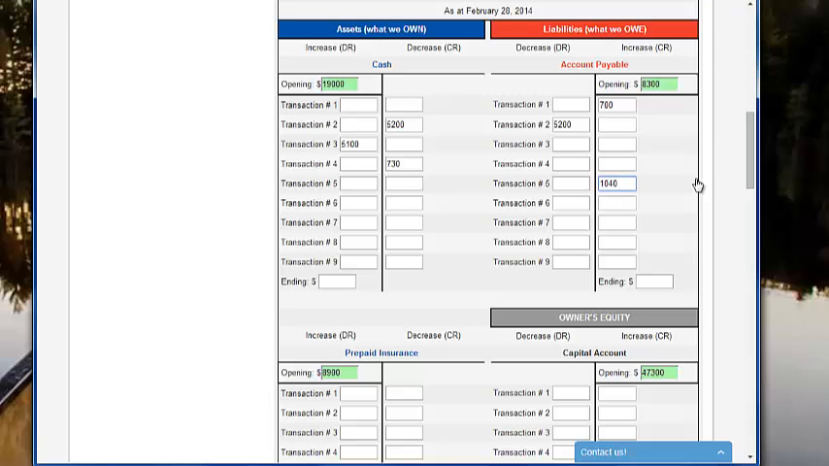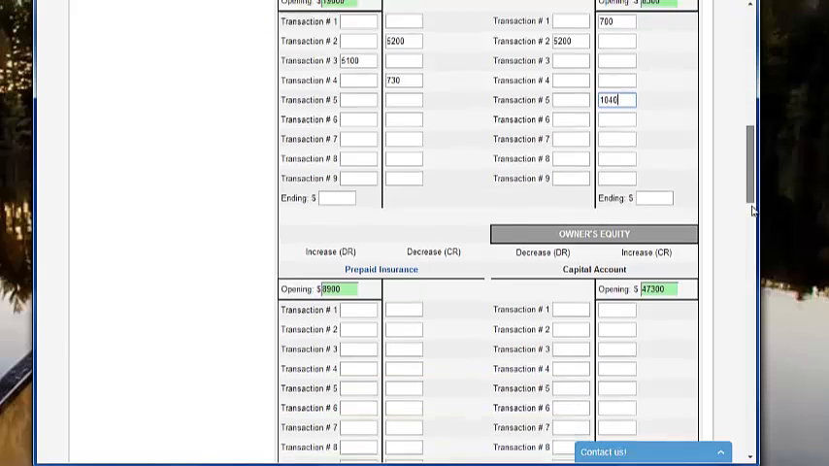Transaction 6, received a bill to be paid in March for advertisements placed in a national newspaper during the month of February. So I got a bill to be paid in March during the month of February. So it's a February expense.